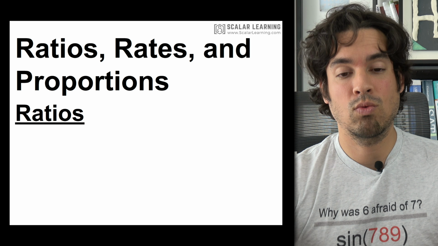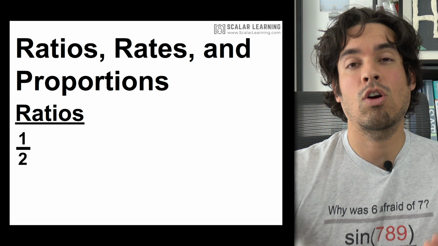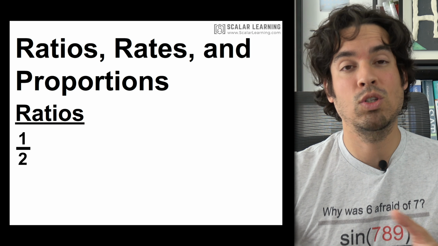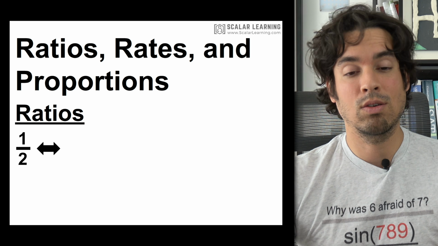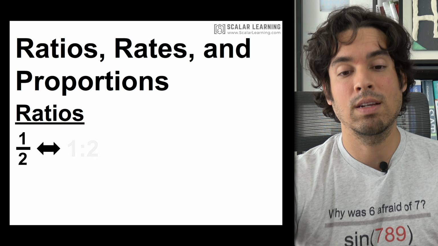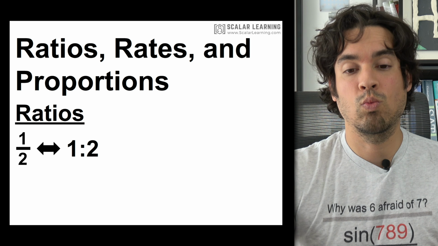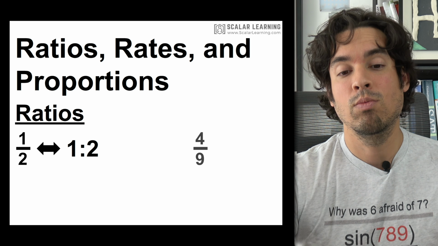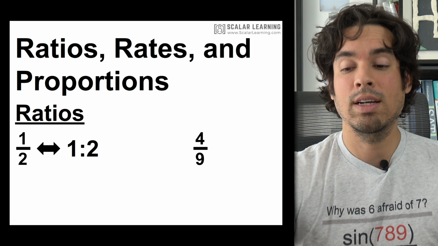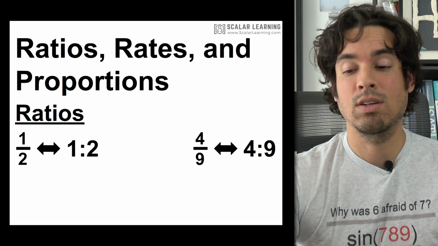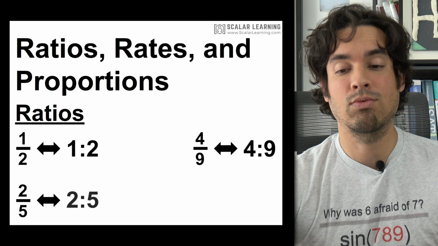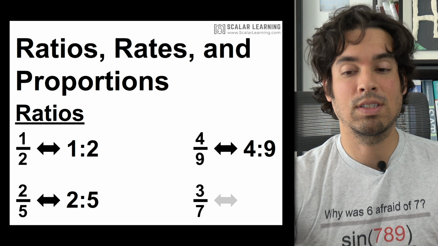First, let's talk about ratios. Now, ratios are really the same thing as a fraction. That's all it is. It's a comparison between two numbers. In addition to writing a ratio in fraction form, we can also write it in this type of form where it's 1 to 2. So 1/2 is akin to a 1 to 2 ratio, or we could also say, for example, 4/9, again, in that 4 to 9 ratio. 2 to 5 or 2/5 is like a 2 to 5 ratio, and of course 3/7 is like a 3 to 7 ratio.